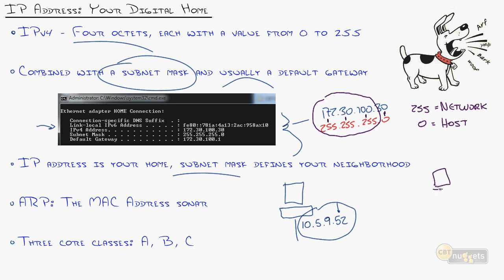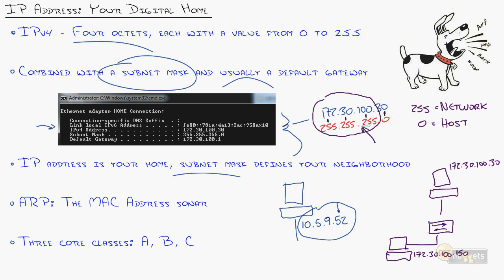So if I am this computer 172.30.100.30, and I'm plugged into a switch, and I have another computer over there that I want to talk to, who is 172.30.100.150. Let's give them that IP address. Now, assuming I just don't want to write it, they both have that subnet mask on there.